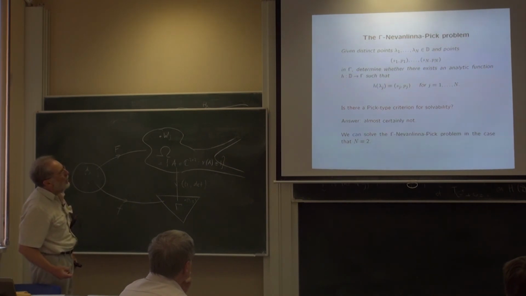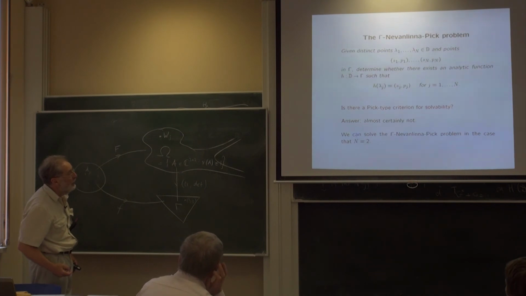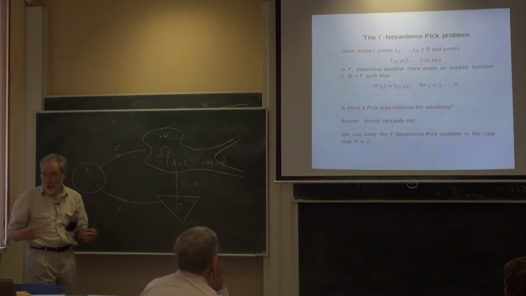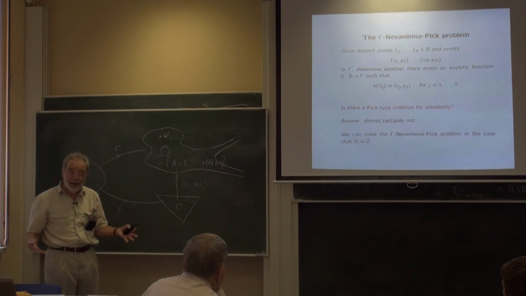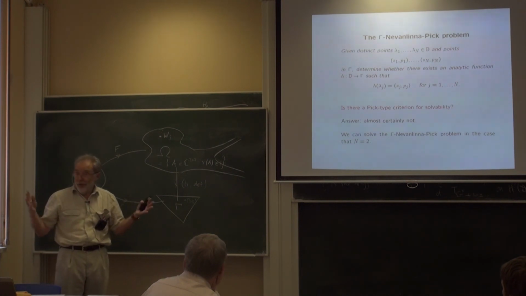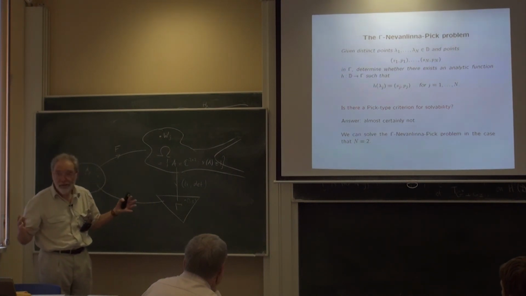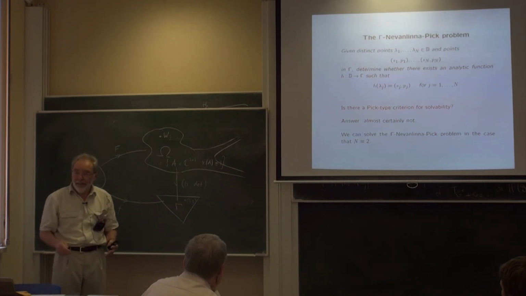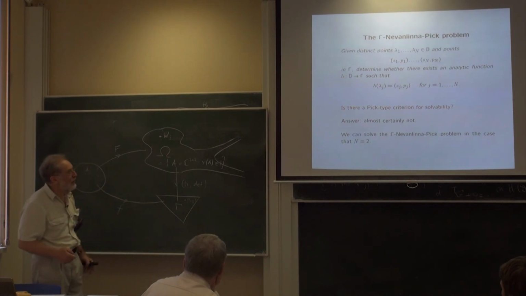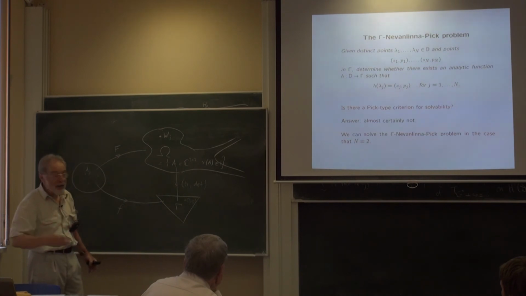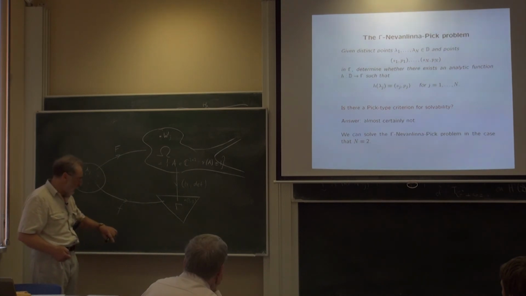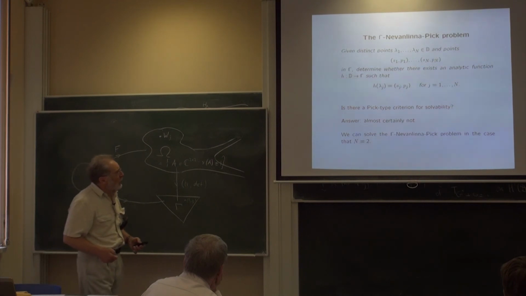And so we thought we would try and solve this kind of Nevanlinna-Pick problem for gamma. And the hope, of course, was that we would be able to come up with something like Pick's theorem, something like: there exists a solution if and only if the following n by n matrix is positive. And that would be the best that could happen. But of course, that's very optimistic. And probably there is no such criterion, I guess.